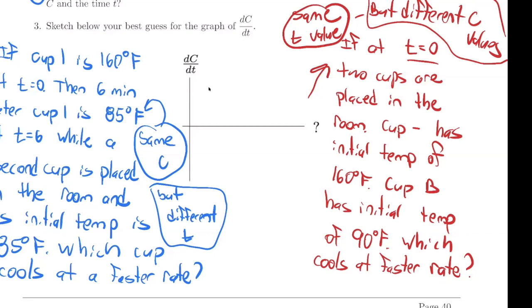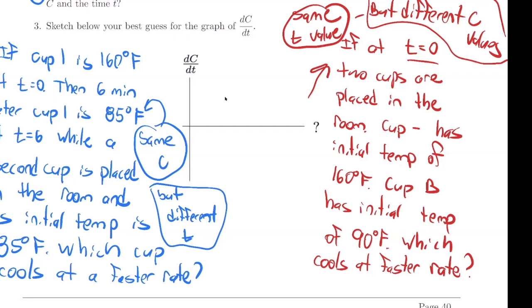So a 200-degree cup of coffee is going to cool a lot faster than a 75-degree cup of coffee. The temperature of the coffee definitely has an effect, and I think most people were thinking about that.